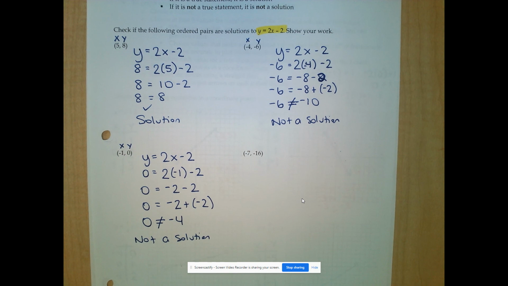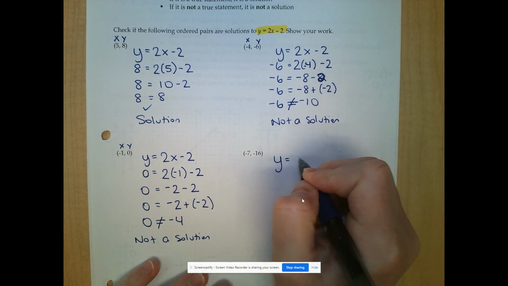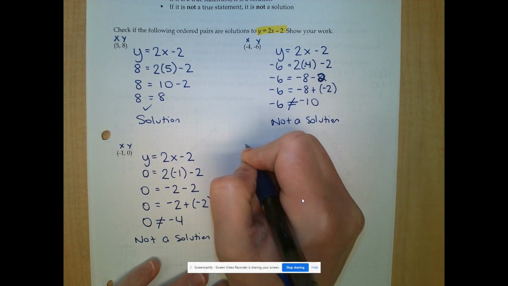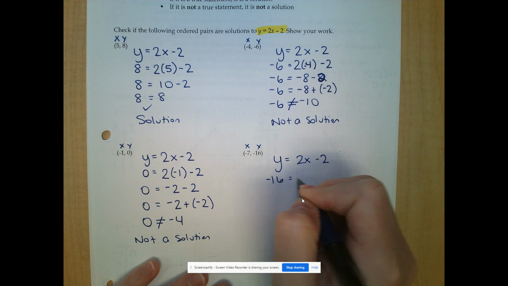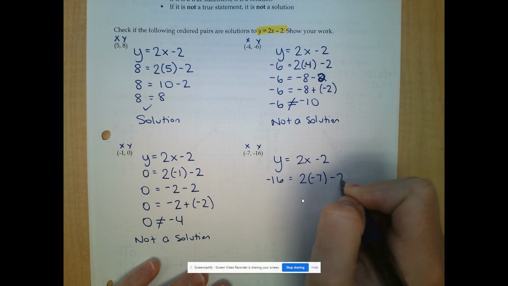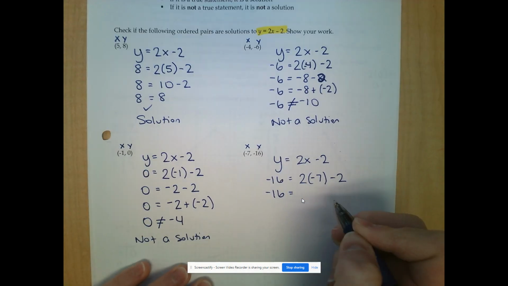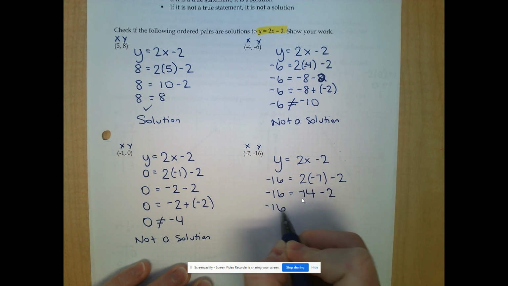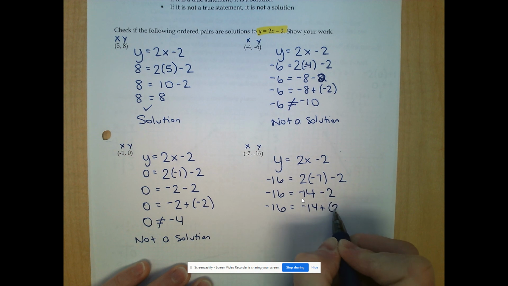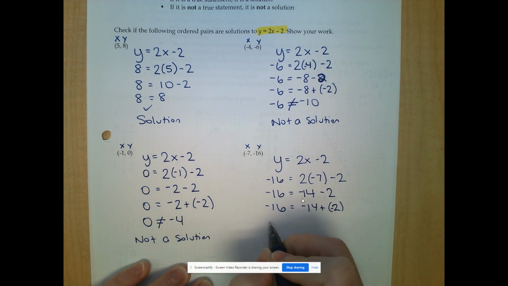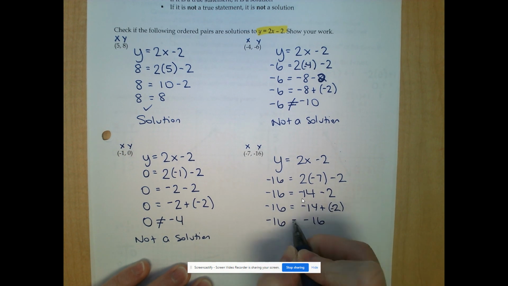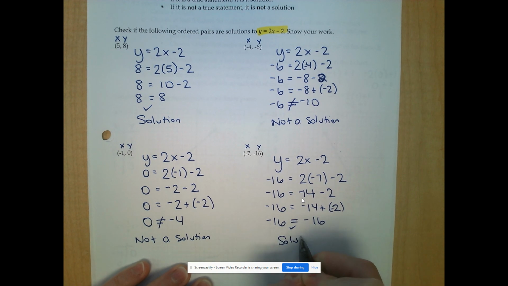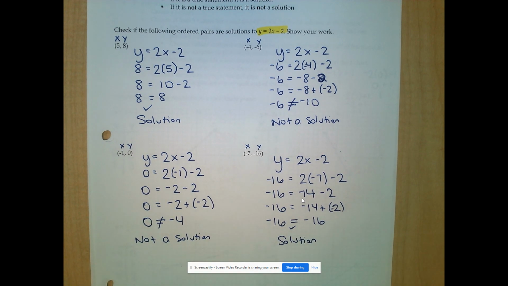Last but not least, -7, -16. I really can't picture the graph, and -7, -16 is so far away from the origin that I am going to substitute, just like all the others, negative 16 for y, 2 times negative 7 minus 2. Does negative 16 equal 2 times negative 7 is negative 14. And if I take the extra half a second here to rewrite this as addition, negative 14 plus negative 2 does in fact equal the negative 16. And we would say, yes, negative 7, negative 16 is a solution.